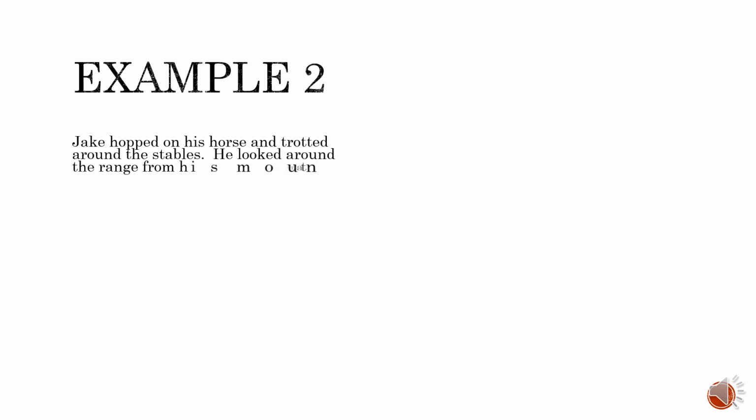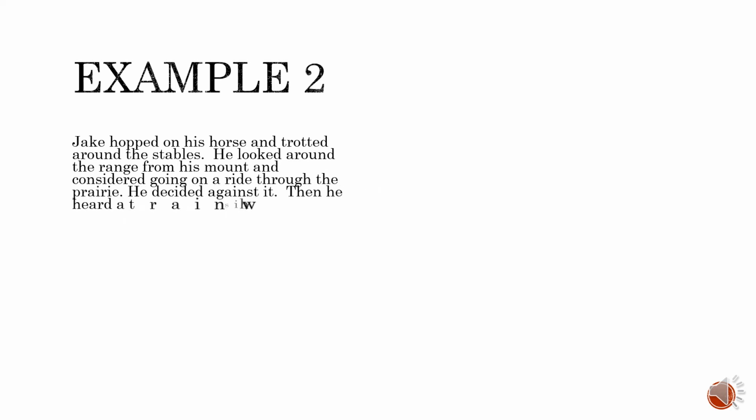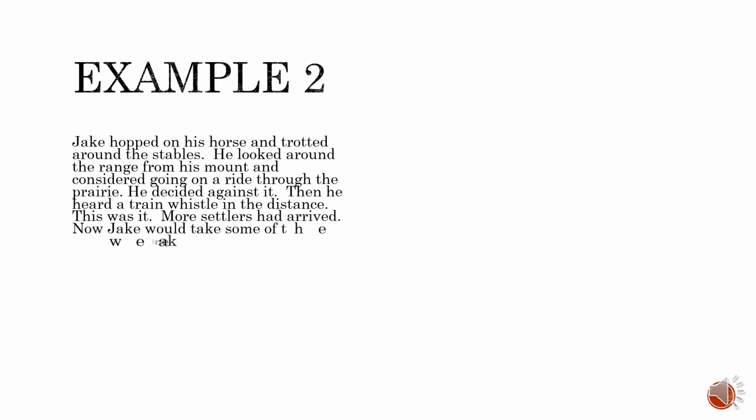An example for determining a setting. Jake hopped on his horse and trotted around the stables. He looked around the range from his mount and considered going on a ride through the prairie. He decided against it. Then he heard a train whistle in the distance. This was it. More settlers had arrived.